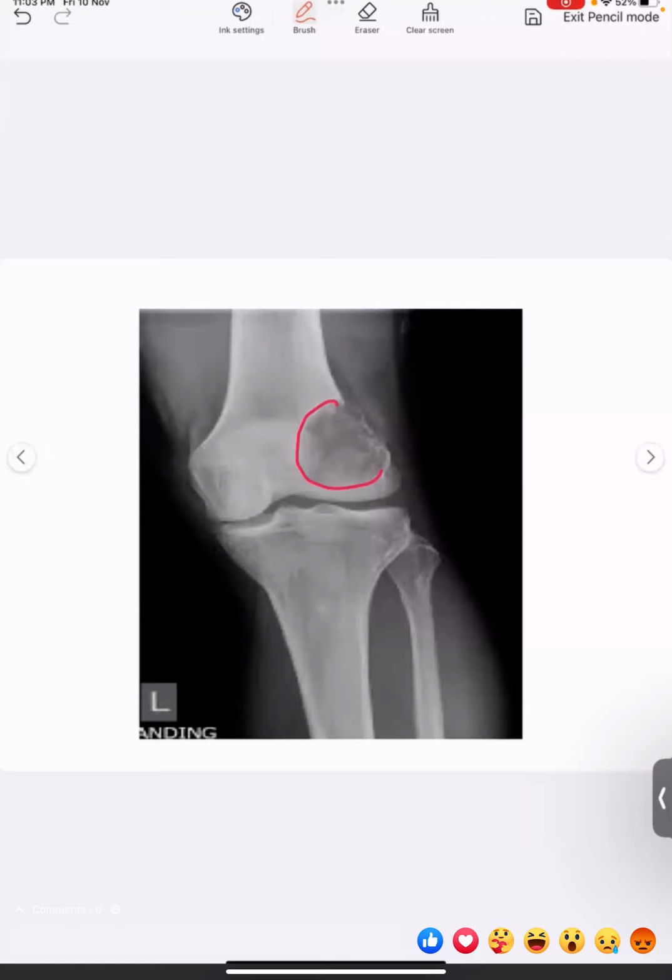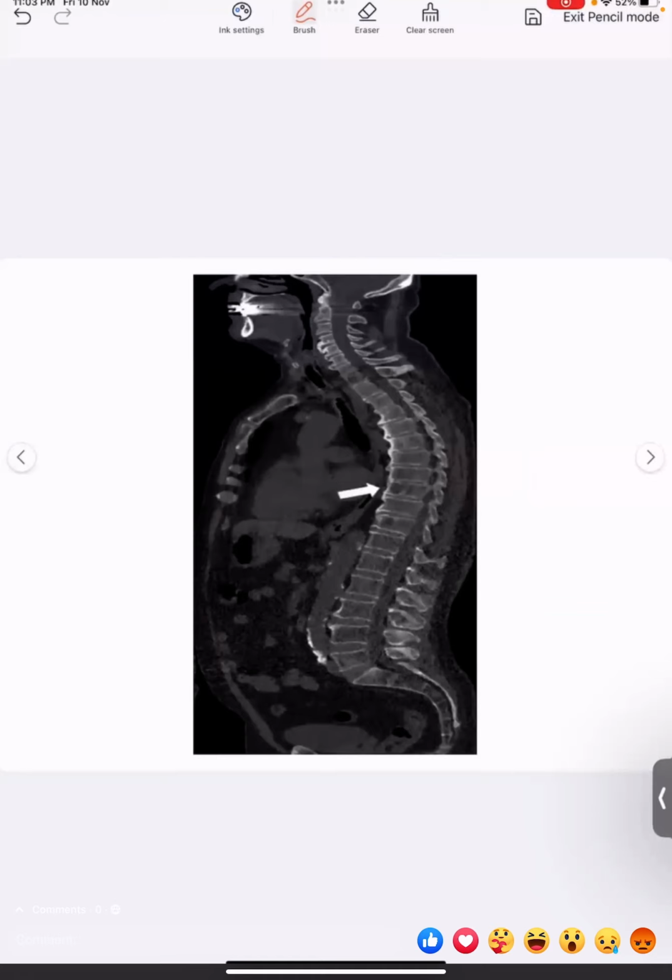Yeah, this is the X-ray with your osteolytic lesion. The first question is about the avascular necrosis. I will show you later on. Okay, this is osteolytic lesion. Now see, if we see the spine, these are the osteolytic lesions. This is osteolytic lesion. This is your osteolytic lesion. Okay, clear?